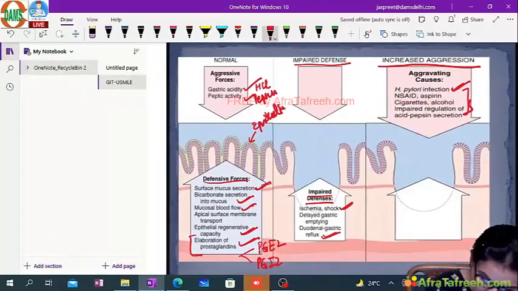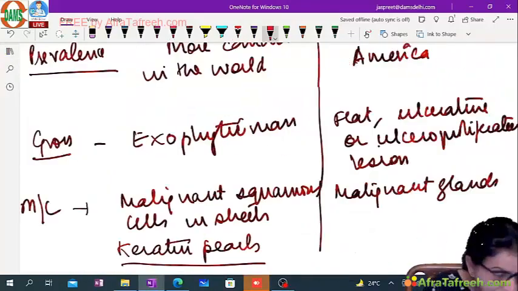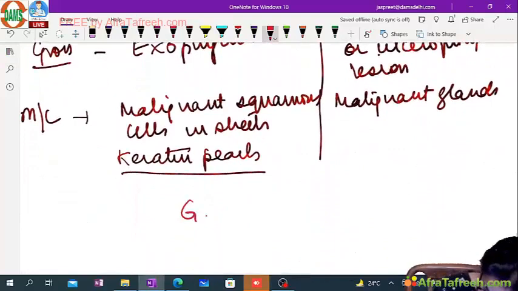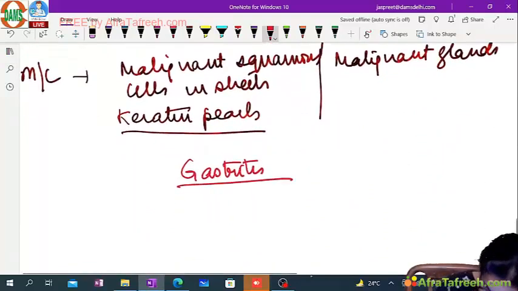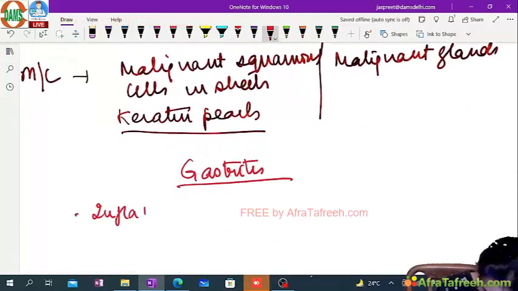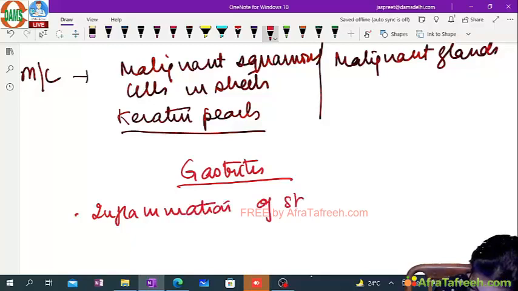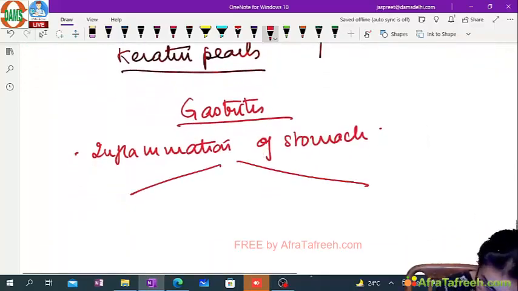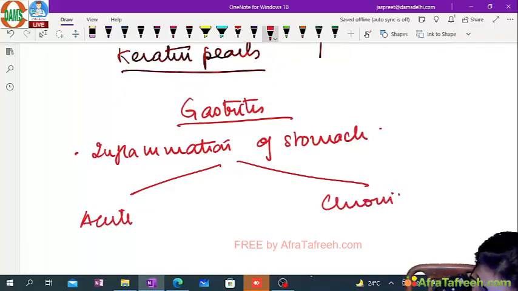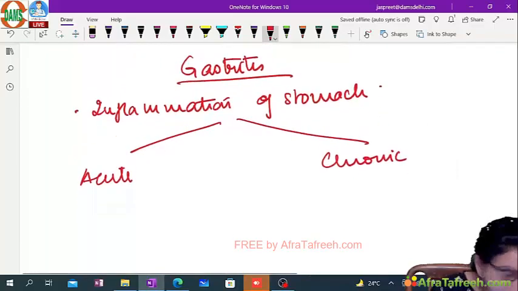Okay, so now with this background, let us start number one with gastritis. Very simple terms. What is gastritis? Gastritis is inflammation of the stomach. Inflammation of the stomach is called gastritis. Gastritis is of two types, acute gastritis and chronic gastritis.